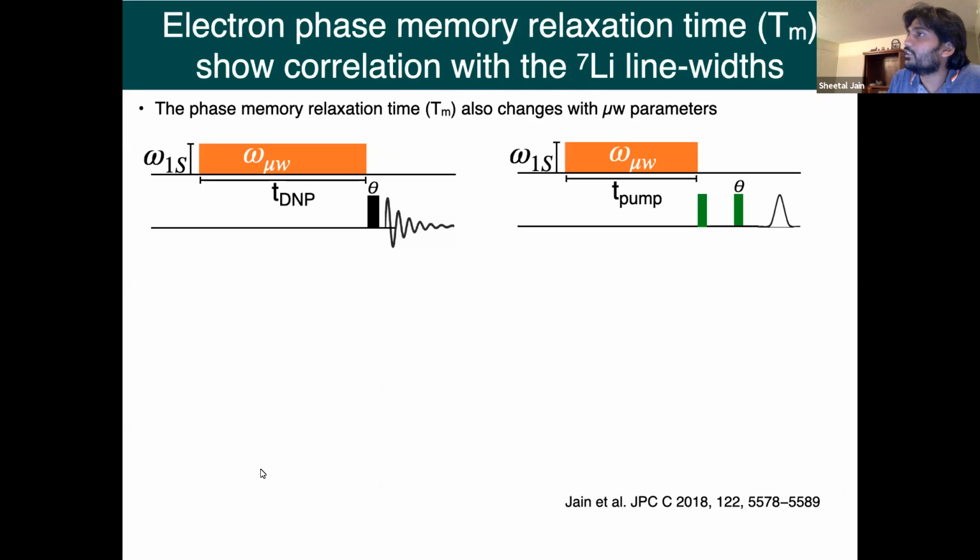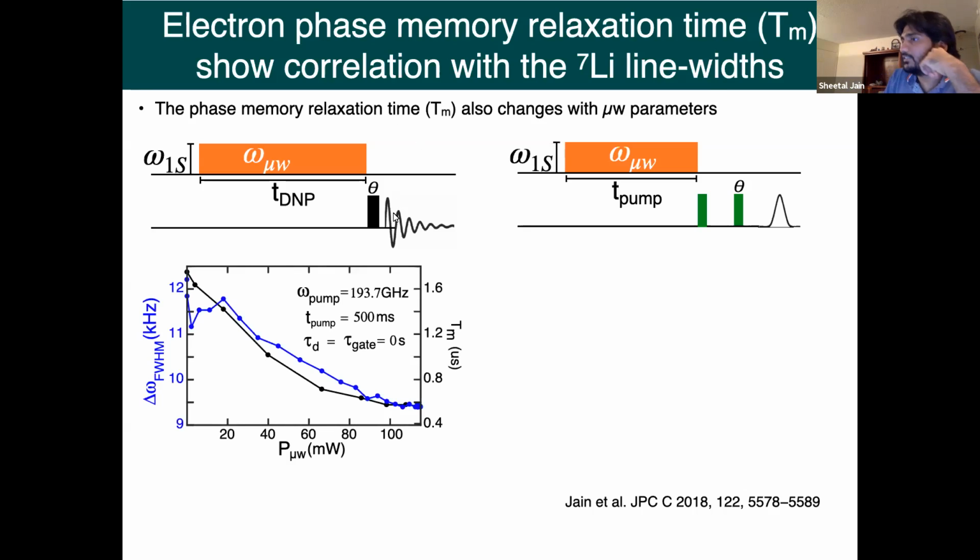So to test that, we ran a similar experiment while measuring the electron phase memory relaxation times. And phase memory relaxation time, I should mention here, is similar to T2, but it's an overall effect on the decoherence of the electron spins. So it is sort of the T2E of the electron spins. So here are the results.